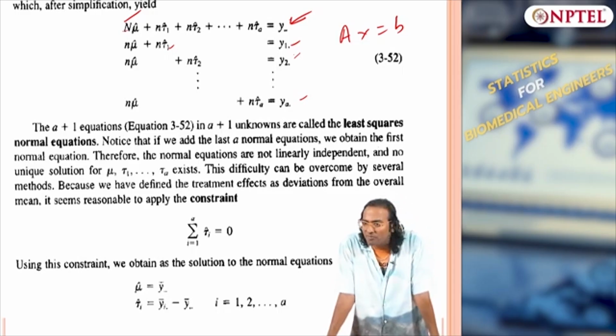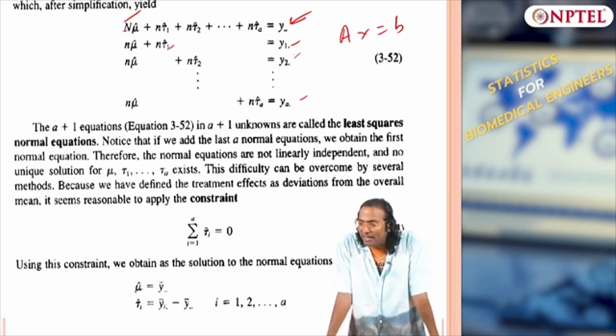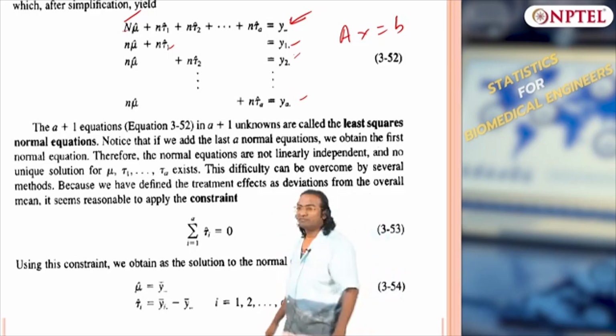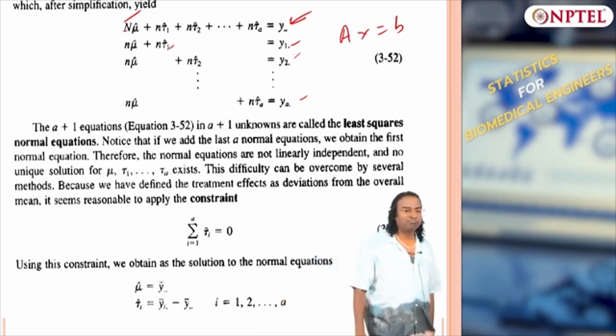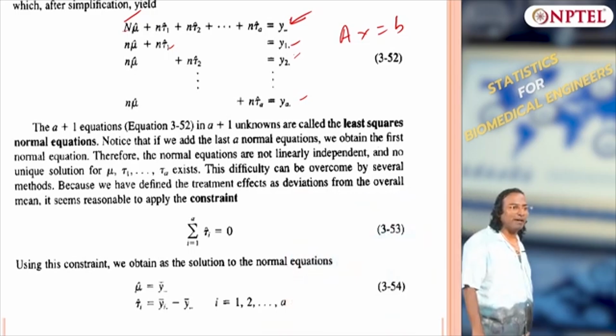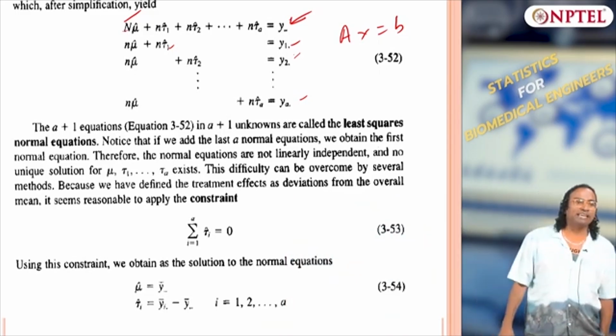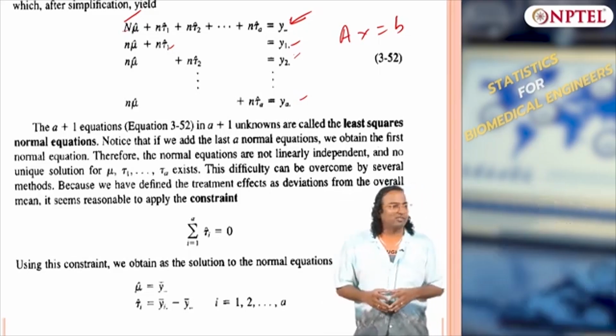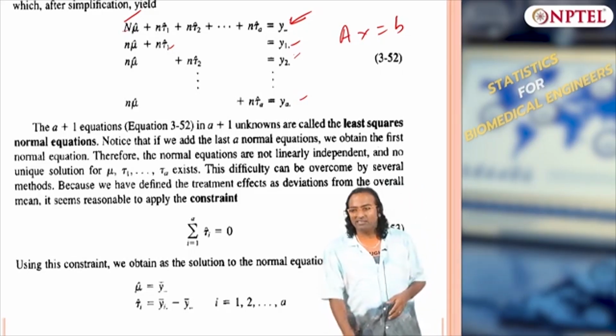The rows and columns are linearly independent. Are these a plus 1 equations linearly independent? Check. Are these a plus 1 equations linearly independent? These are things one should start looking at. This is what getting into details is.